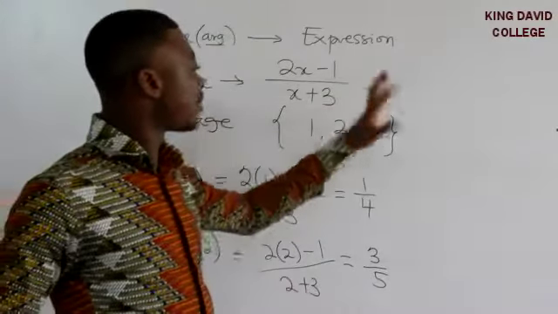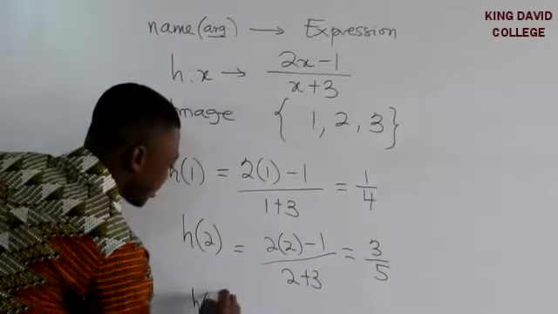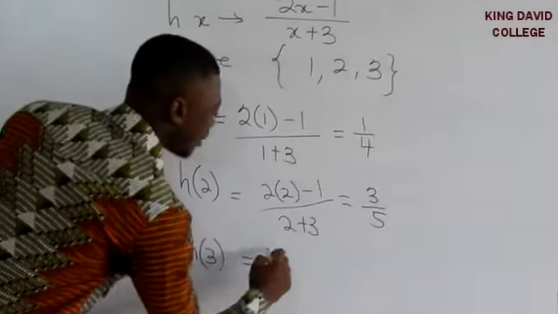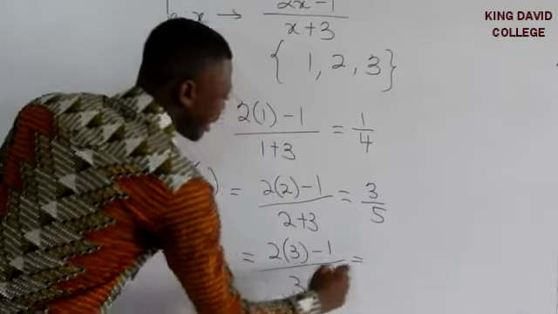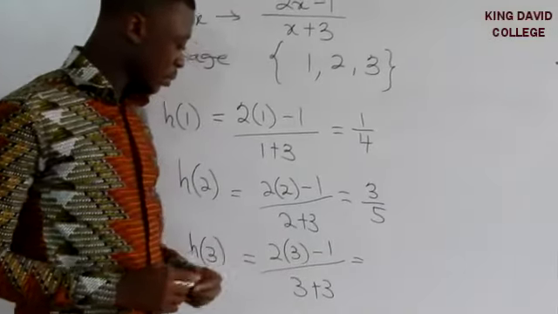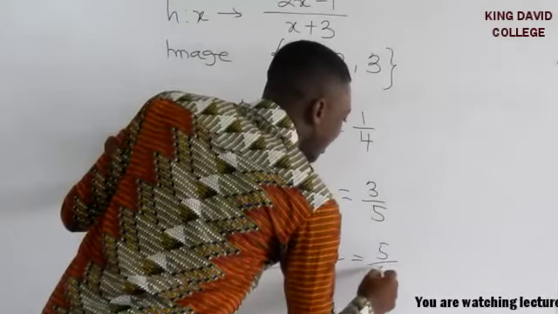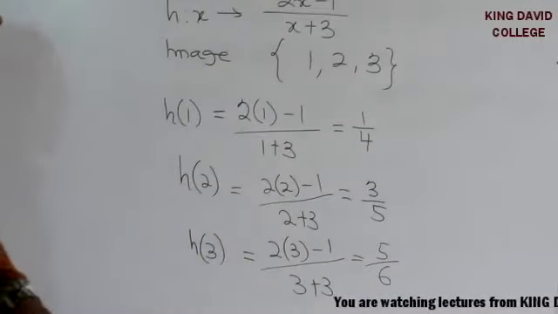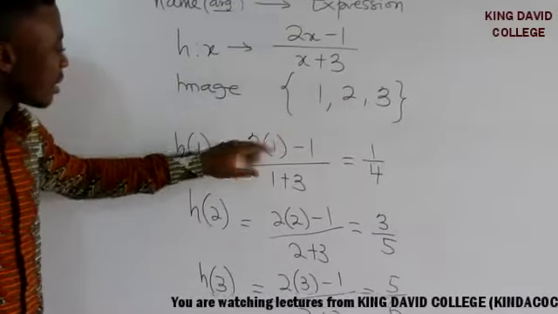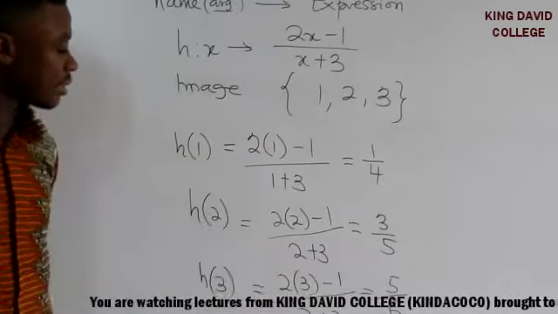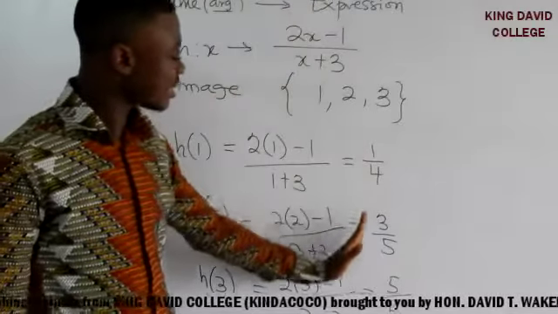Then let's go to the last element of this set, and you perform the same thing. So h of 3: we have 2 multiplied by 3 minus 1, over 3 plus 3, and this is 6 minus 1, which gives us 5 divided by 6, so 5 over 6. So you have the three inputs, the three domain elements, 1, 2, 3, and those inputs give you the images under this function as this and that.